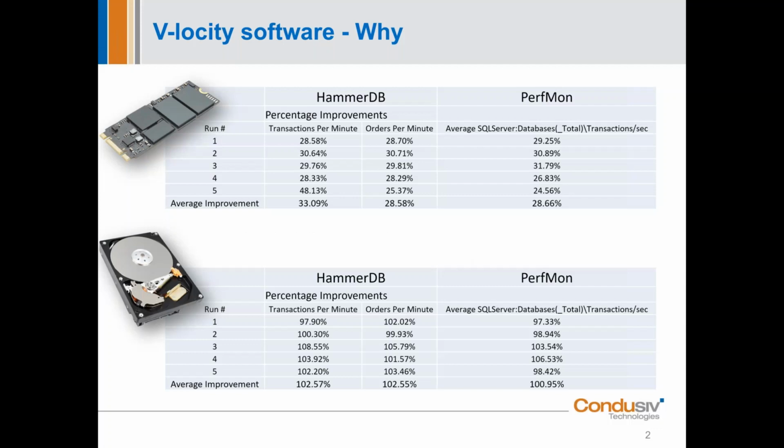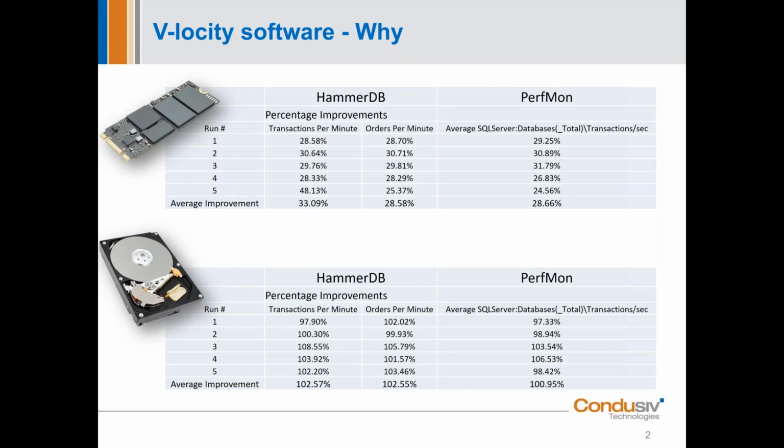So to illustrate why you might want to consider downloading and installing the V-locity software onto your SQL servers, I ran some lab tests using HammerDB to generate an online transaction processing type workload with and without V-locity installed. Firstly, using SSD storage and then using spinning disk storage. And as you can see from the metrics recorded by HammerDB, over the SSD storage, there was about a 30% improvement in the number of SQL transactions that could be processed per minute.